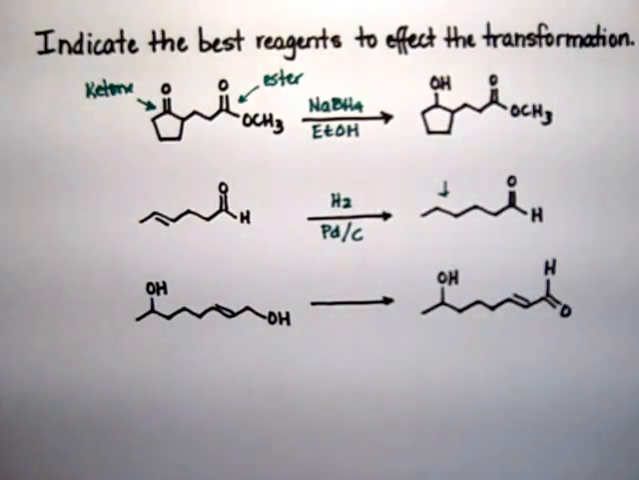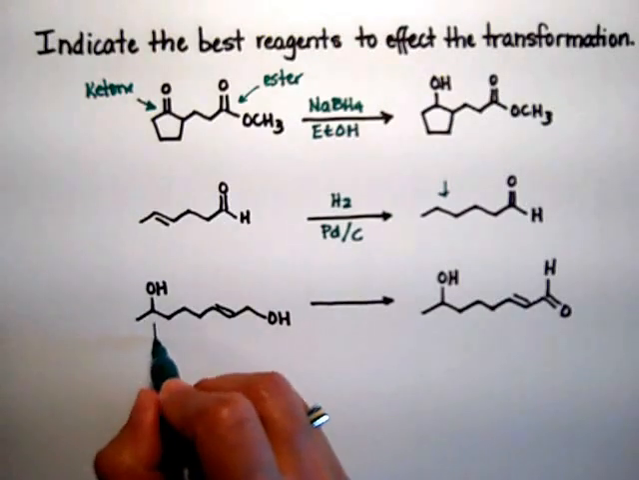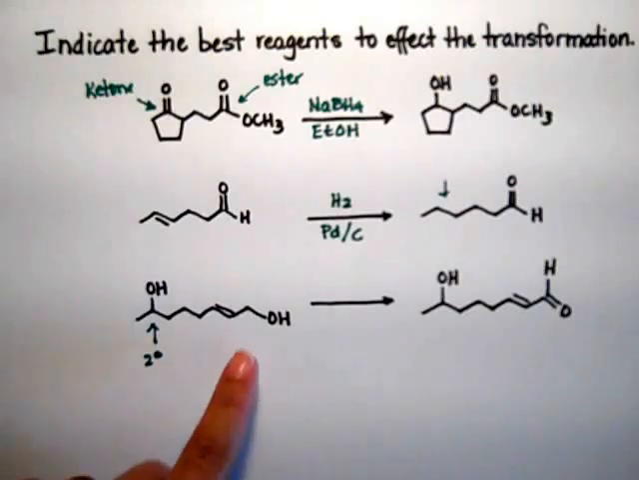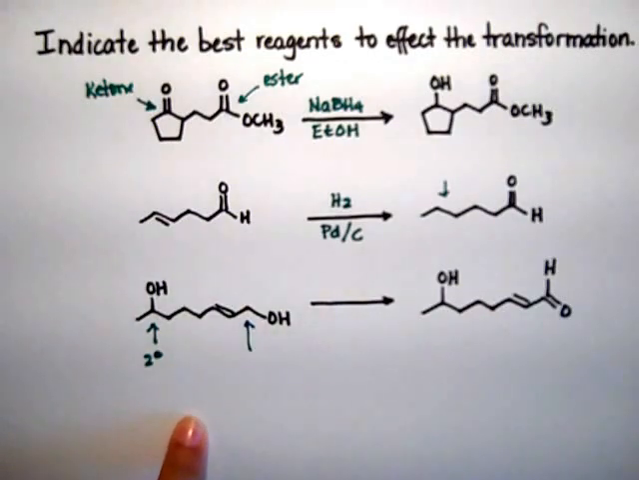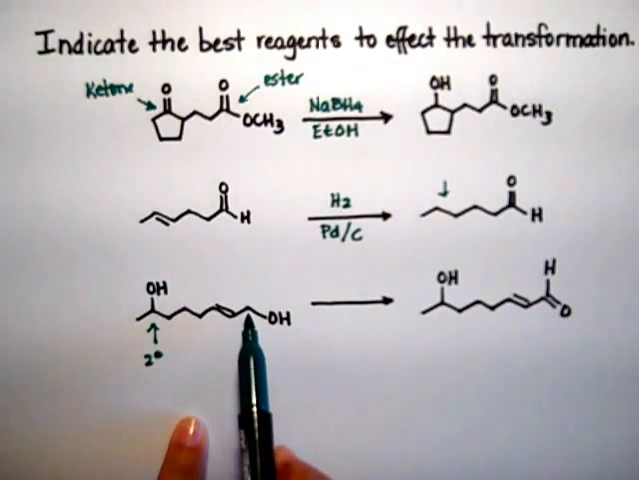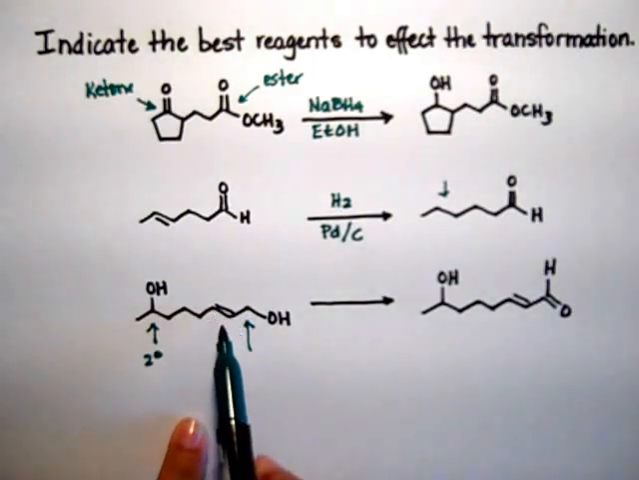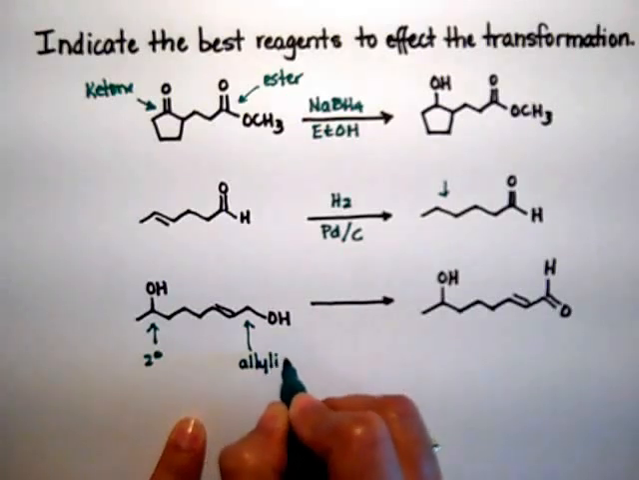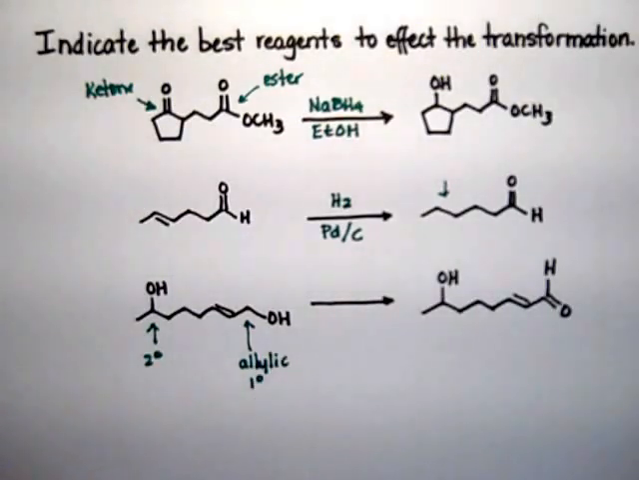The last reaction, I have 2 alcohols in there. This one is just a secondary alcohol. The second alcohol is a little bit more special because if you notice, the alcohol is attached to the allylic carbon. The allylic carbon being a carbon that's directly attached to a double bond. So this is an allylic carbon, and what type of allylic alcohol is it? It is a primary allylic alcohol.